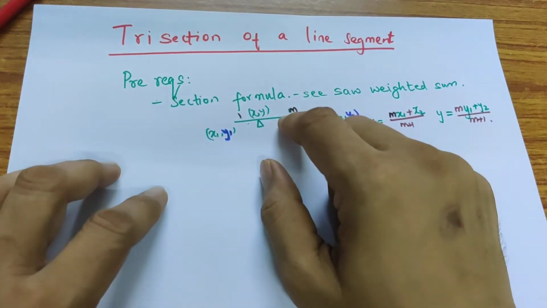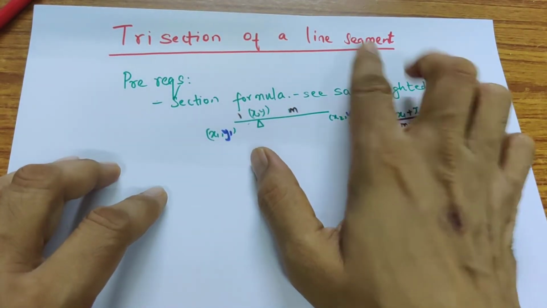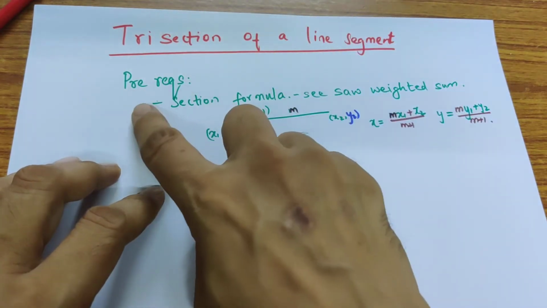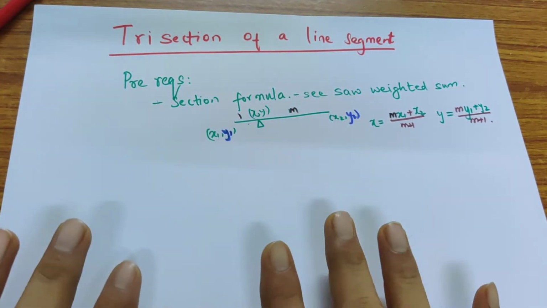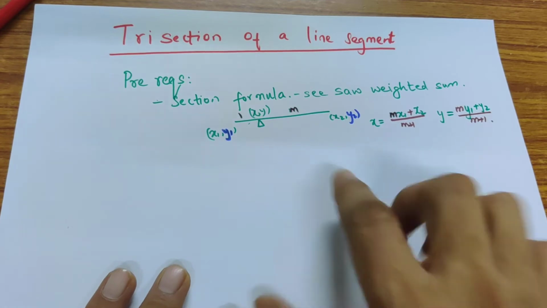So in this video we'll look at the trisection of a line segment. What is trisection? It's three pieces. What are the prerequisites for this? We should have done the section formula. We can think of it as a seesaw.